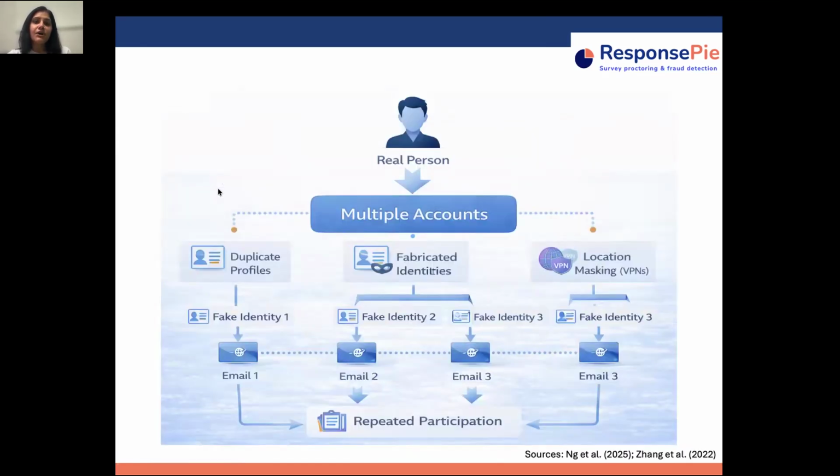Another form of fraud is multiple accounts. The core idea here is one individual may create or use multiple identities to complete surveys multiple times. So they may create duplicate accounts, where they're registering several profiles with different email addresses, for instance. They may use global VPNs such that they may log in from different IP addresses so they can bypass any geographic restrictions that your survey may have. They may also use fake identities, so they could use different names, different demographics, different profiles, just so they appear as unique participants.